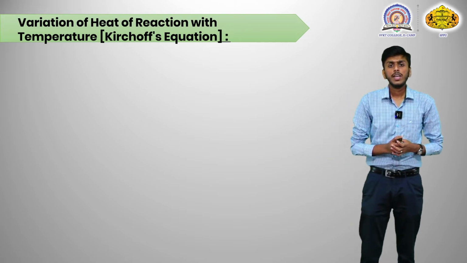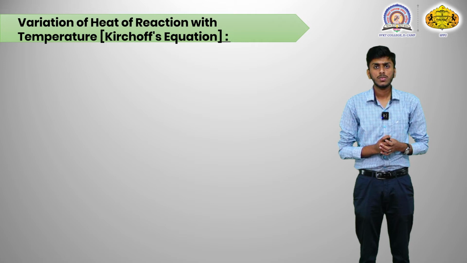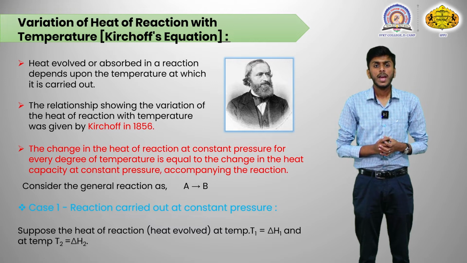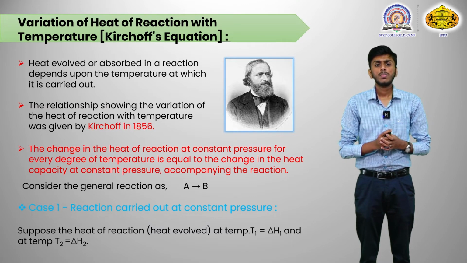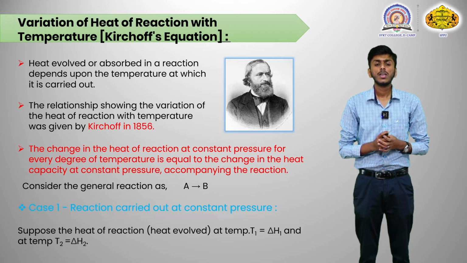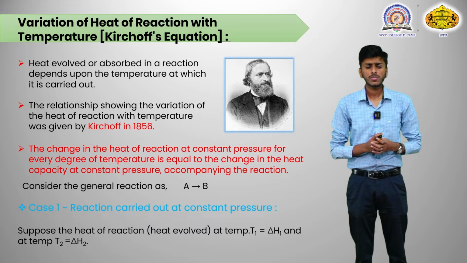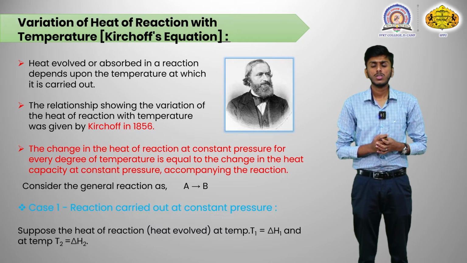Now we will see the variation of heat of reaction with temperature, which is given by the Kirchhoff equation. Heat evolved or absorbed in a reaction depends upon the temperature at which the reaction is carried out. The relationship showing the variation of heat of reaction with the temperature was first given by Kirchhoff in 1856. What does Kirchhoff's law suggest? The change in the heat of reaction at constant pressure for every degree of temperature is equal to the change in the heat capacity at constant pressure of the reaction.